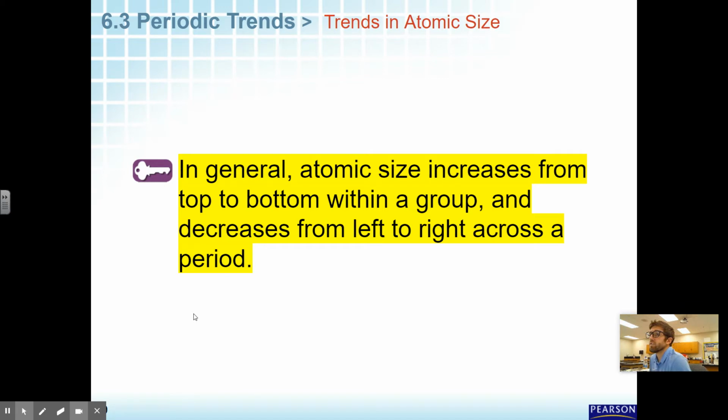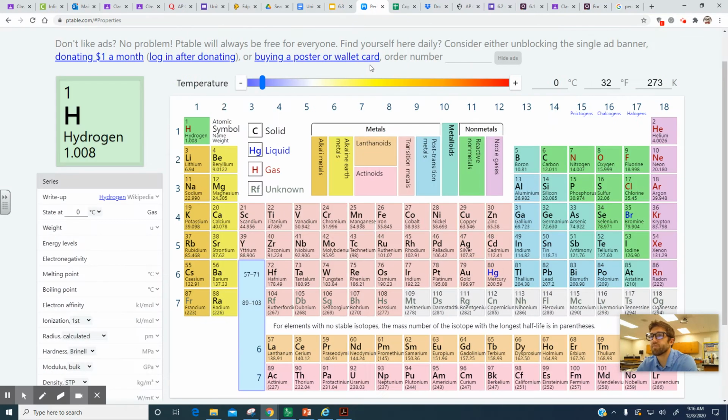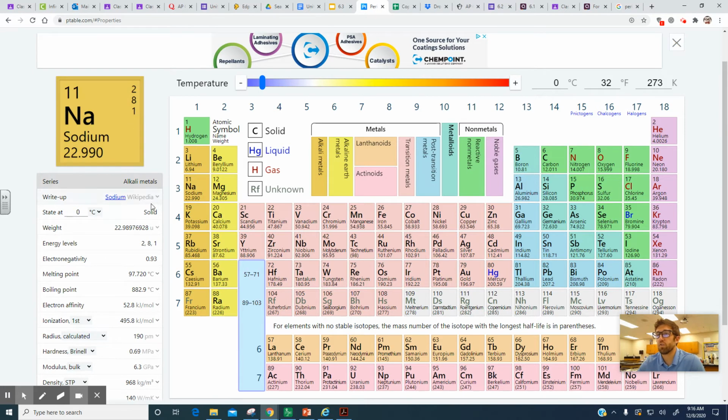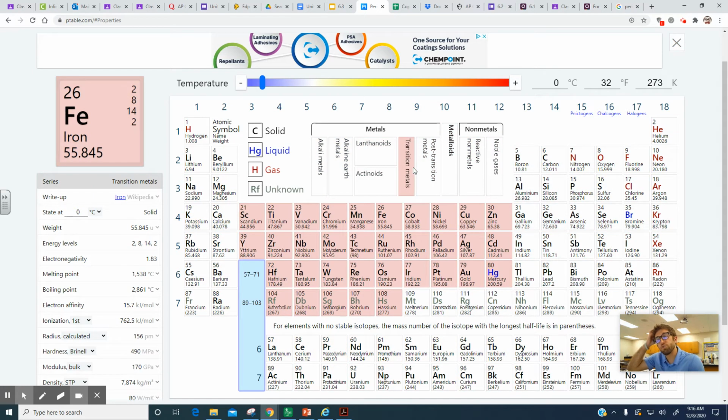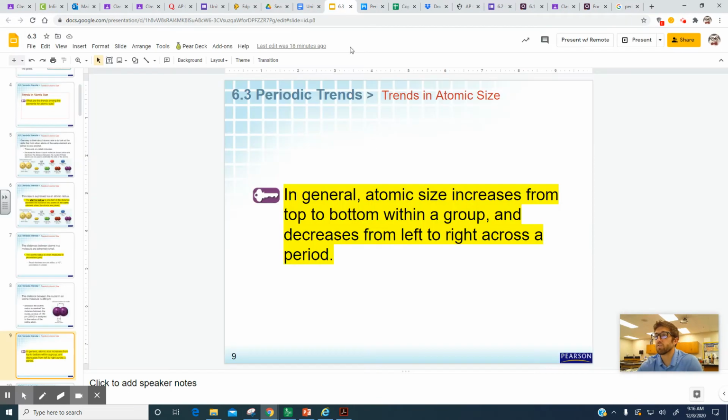So here is the trend in atomic size from top to bottom and left to right. When you're talking about a periodic table, let me pull up my periodic table right here. You can view it from left to right, right to left, top to bottom, or bottom to top. Whatever way you choose to view it, there's a trend for all of these. The first one is atomic radius right here.